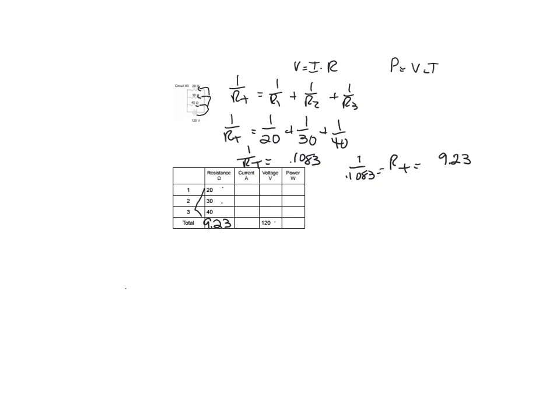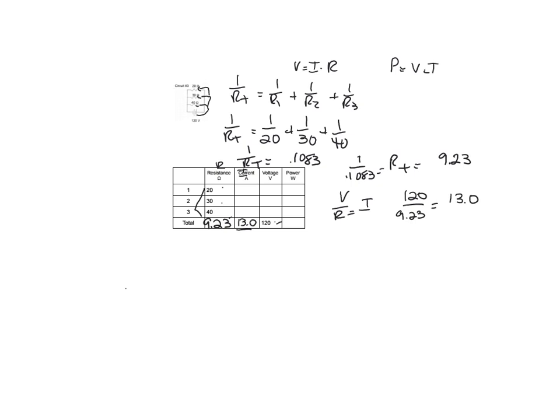So anytime I have 2 of the variables, I can solve for the third one. So I have voltage, I have resistance in this row. So I'm going to do V divided by R equal I, and that's going to leave me with 120 divided by 9.23, giving me a current of 13.0. So that's going to go into my table.